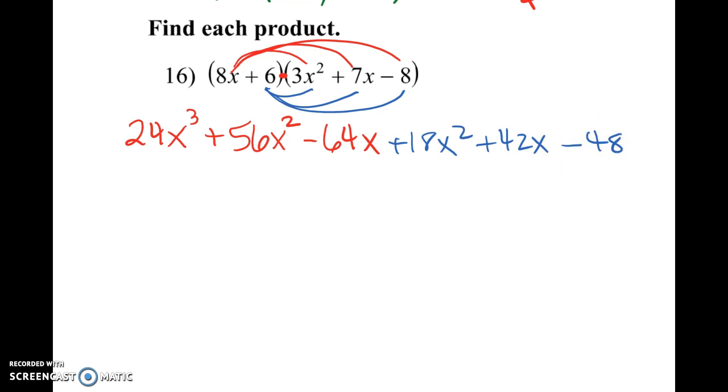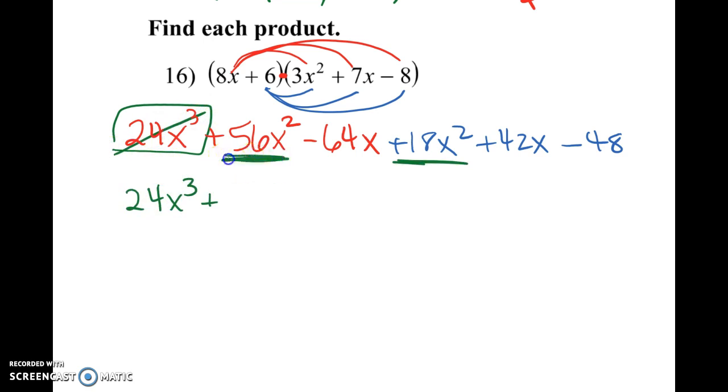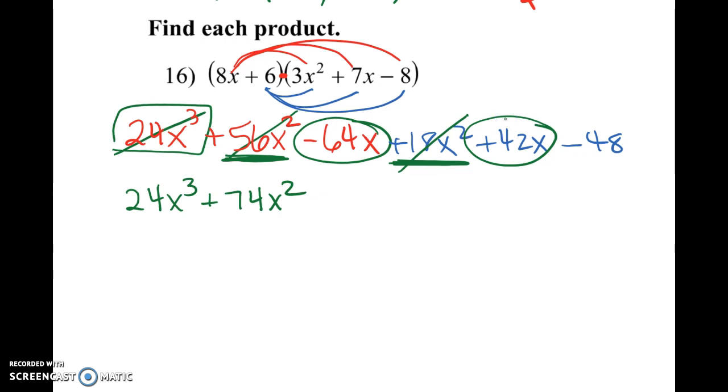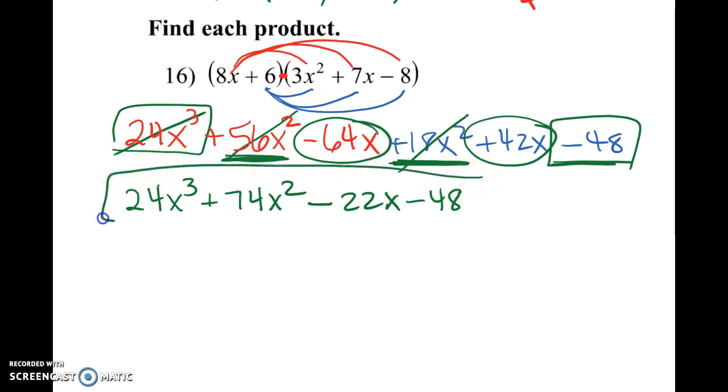So now I need to combine like terms. I always start with my highest degree, and I see that I have an x cubed term. There's no other x cubed to combine with, so I get a 24x cubed. Now I'm going to combine my x squared, so I have 56x squared and 18x squared, so I get 74x squared. Next I have my x's. I have a negative 64 and a positive 42, so if I subtract those I get a negative 22x. And last but not least, I have a constant of 48. So there's my answer.